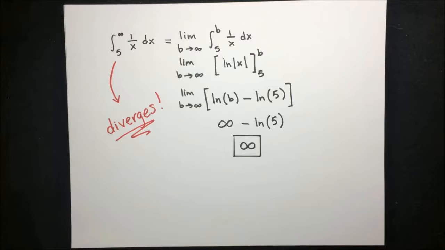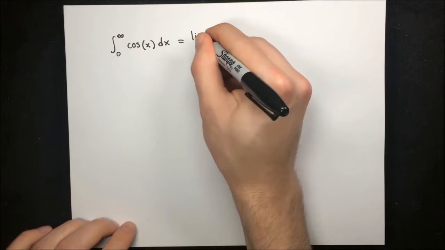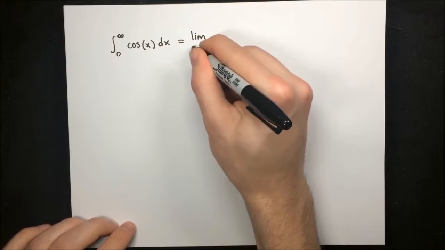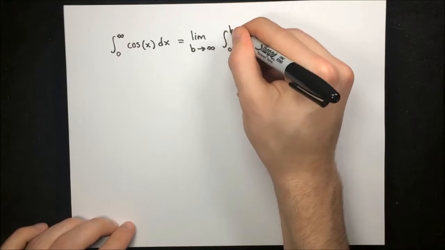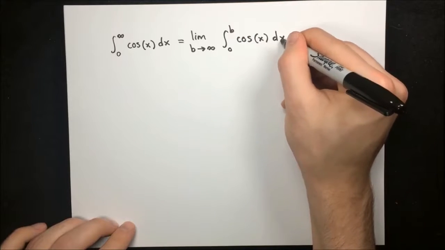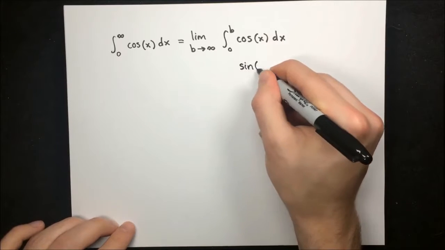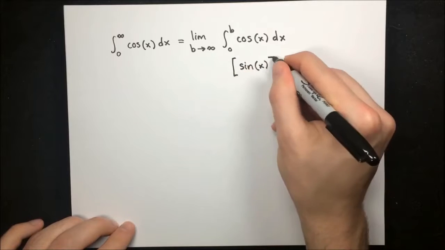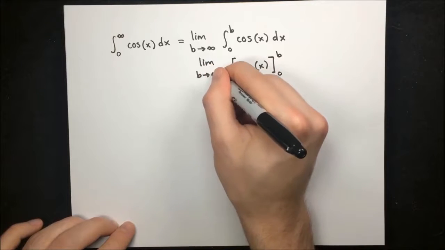We'll illustrate this with one final example. Consider the improper integral from 0 to infinity of cosine of x dx. Of course, we know that this is the limit of the integral as the upper bound, call it b, tends to infinity. So we'll write that integral again, but this time with an upper bound b, and that way we can actually evaluate the integral in terms of b. The antiderivative of cosine is just sine, and that's being evaluated at the bounds from 0 to b, and we're taking the limit as b approaches infinity.